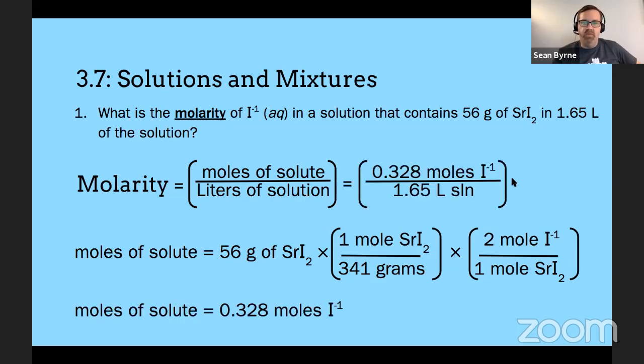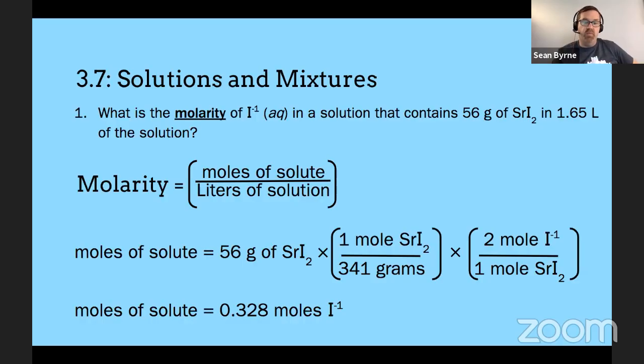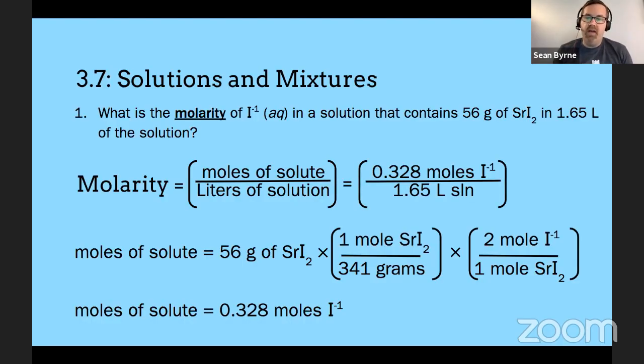And so we should come to a solution, I'm sorry, with the number of moles of solute is 0.328. And then we can go back and plug that into our equation up at the top, moles of solute over liters of solution, and we get something like 0.199 molar.